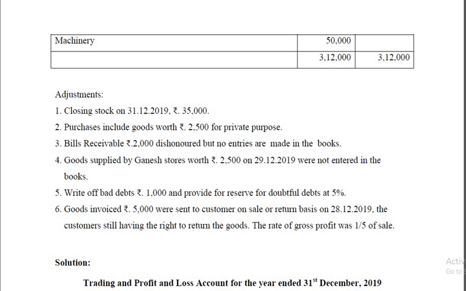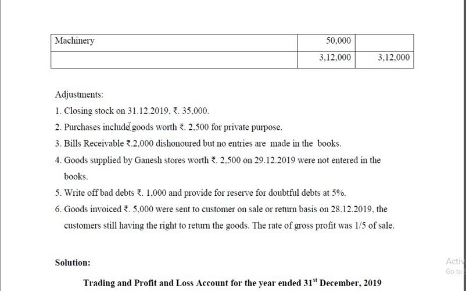Closing stock on 31st December 2019, 35,000. The treatment is this should be credited to trading account, and then it should be shown as an asset on the asset side of the balance sheet under current assets.